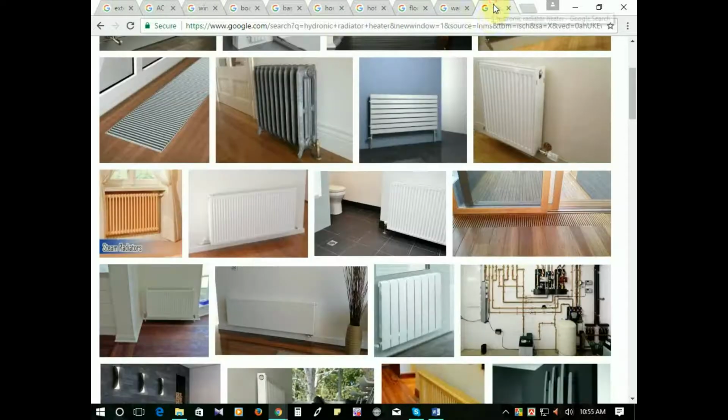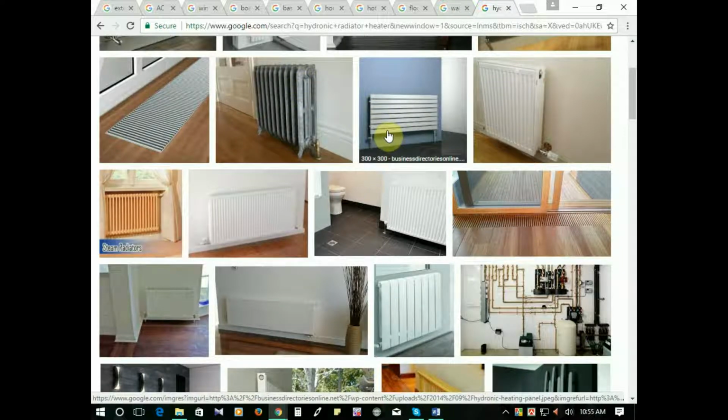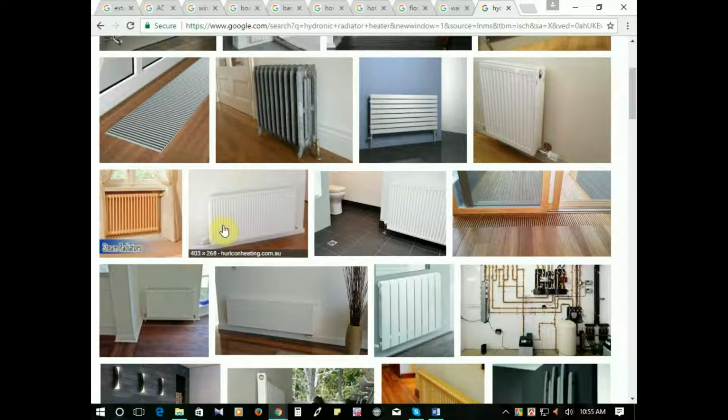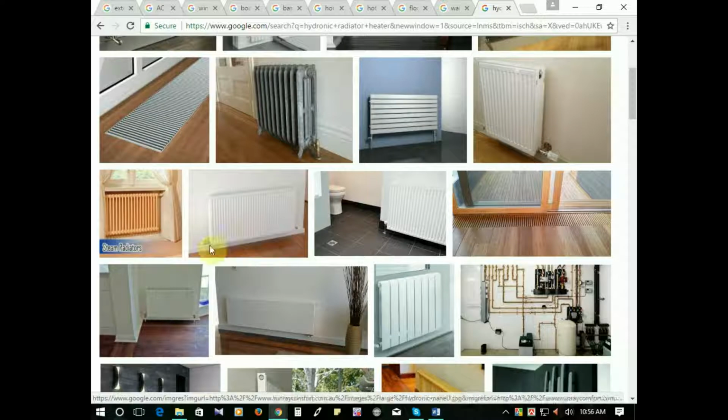Hydronic radiator heaters are a part of the heating system that uses boilers that circulate hot water throughout the house, and can be seen installed on the lower portion of the walls in the property. So they're also part of the heating system that uses boilers, and they also circulate hot water through them to keep rooms heated.